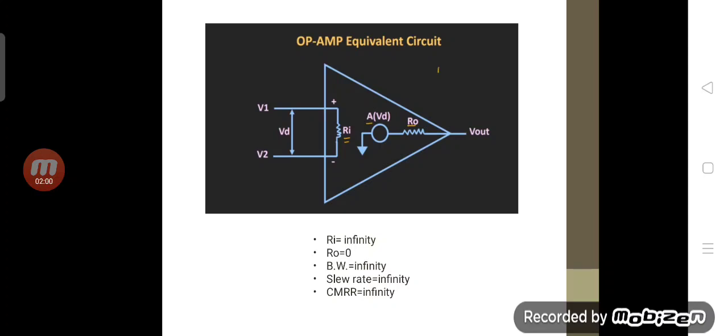Slew rate. The slew rate is basically how fast the op-amp is able to reach its final value. This slew rate is defined in the unit of volt per microsecond.